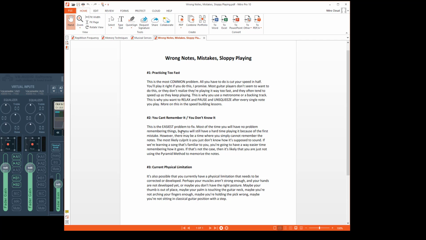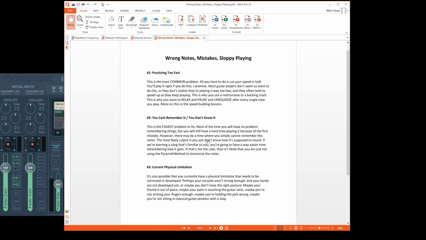You're probably not going to have a problem with remembering the song, but you're probably going to have a hard time playing it if you do remember it because of the first mistake, right? But there might be a time that you just can't remember the notes, okay? Maybe it's so long, maybe it's just really weird, maybe the rhythm's a bit strange. The most likely culprit is that you just don't know how it's supposed to sound.